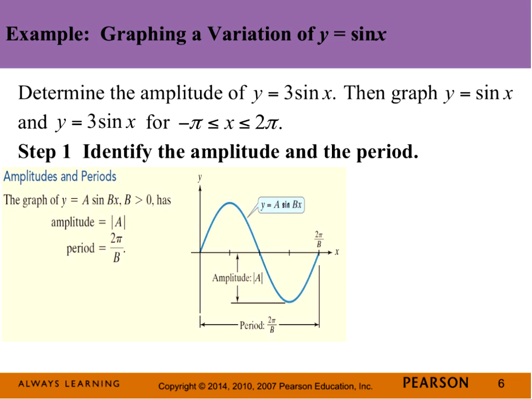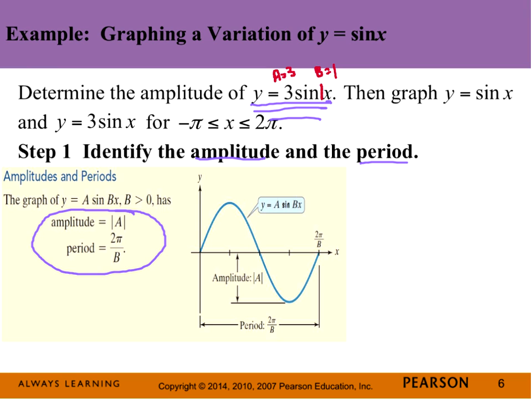Okay, so the first thing that we need to do is identify the amplitude and the period. And here's a little formula for you to find the amplitude and to find the period given an equation here. So what we're going to graph here is 3 times the sine of x. And notice, like I said a moment ago, the coefficient on the variable is 1 there. So in this case, A is equal to 3 and B is equal to 1.